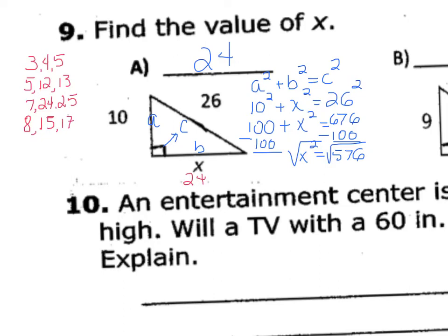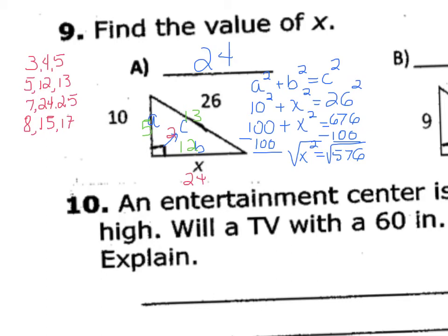Right. So if you try one of those, which one should we try? 5, 12, 13? It's one where the C is going to be equal to 26. Okay, if we use 5, 12, 13, those numbers multiplied by what gives you 10, 24, and 26? 2. So 2 times 5 is 10, 2 times 12 is 24, and 2 times 13 is 26. So it is a triple. It's a variation of a triple.